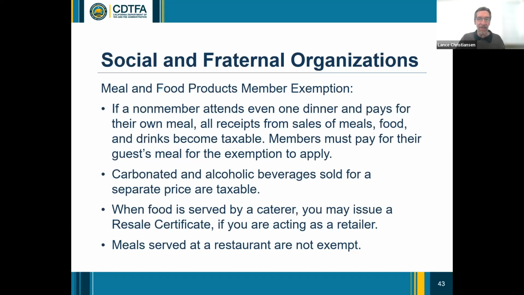Again, carbonated beverages, alcoholic beverages, same story. Sold separately, they're taxable. If it's being catered, you can give that resale certificate. Keep in mind, if you're going to a restaurant for your banquet, those rules do not apply. You have to pay a restaurant for tax and whatever, just like a regular patron going into a restaurant, if it's taking place at the restaurant.